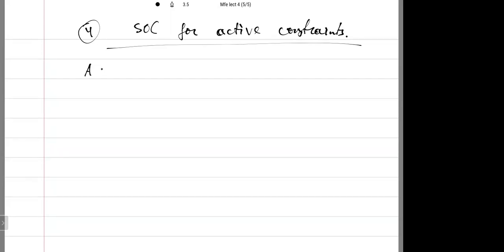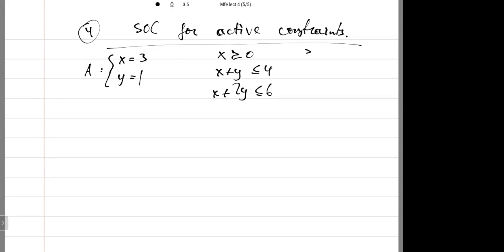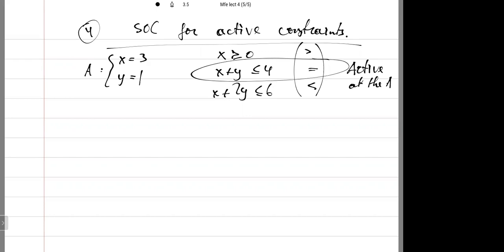If I consider the point A, x is 3, y is 1, I have x greater than 0, x plus y less than 4, x plus 2y less than 6. So this one is strictly greater than 0, that one is equal to 4, and the third one is strictly less than 6. So I have one active constraint. That one is active at the point A. And so when I create the bordered Hessian matrix, I will consider only this constraint number 2.